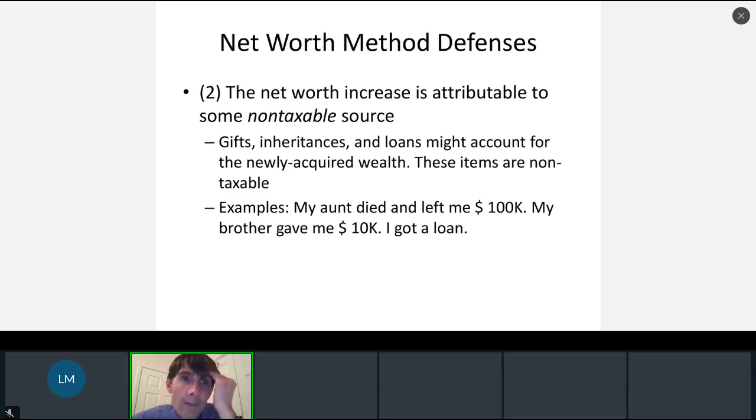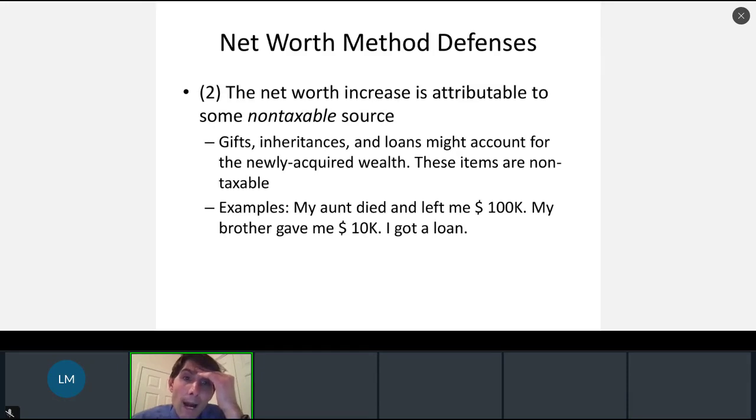The next thing is that the net worth increase is attributable to some non-taxable source. Well, there are various sources that are not considered to be gross income. It's in the Internal Revenue Code, and it lists them out. It's one of the easier provisions to wrap your head around in the Internal Revenue Manual. But suffice to say, gifts, inheritances, and loans may not account for newly acquired wealth because it's not gross income.